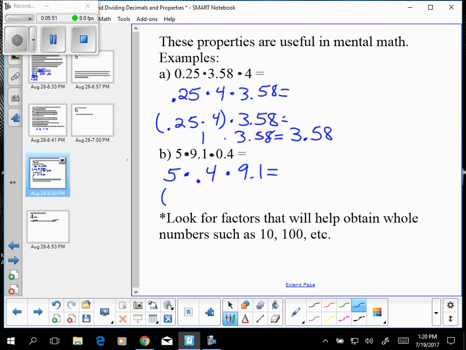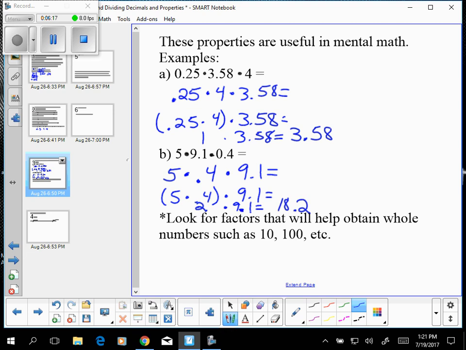Now if I also would consider putting in parentheses to associate this, I'm going to get 2 times 9.1. And that's going to be easier for some people to multiply mentally, because I can take 2 times 1, that's 2, and then 2 times 9, that's 18. And I need the 1 decimal place, so I put that in.